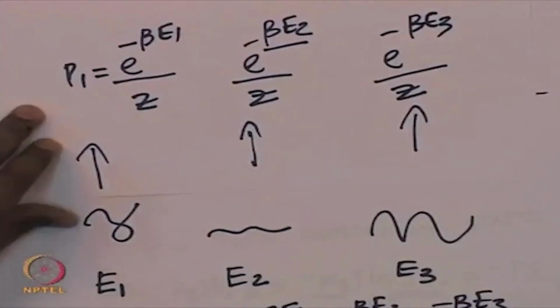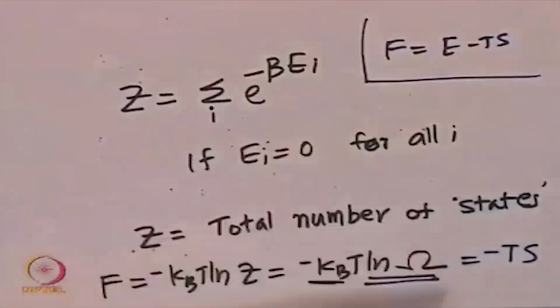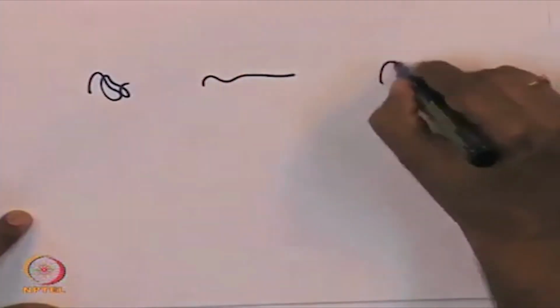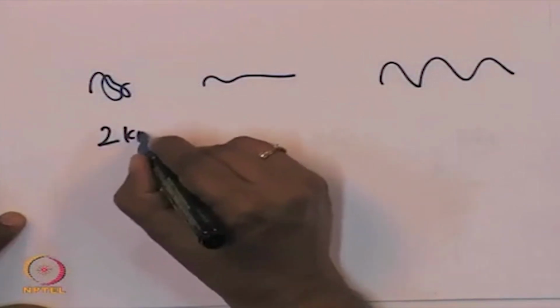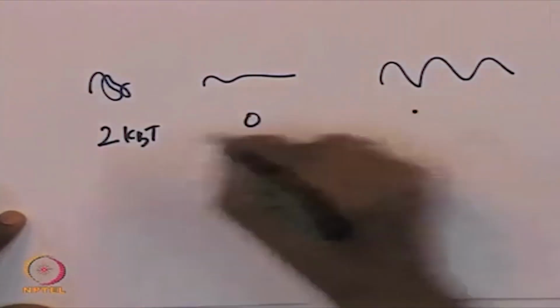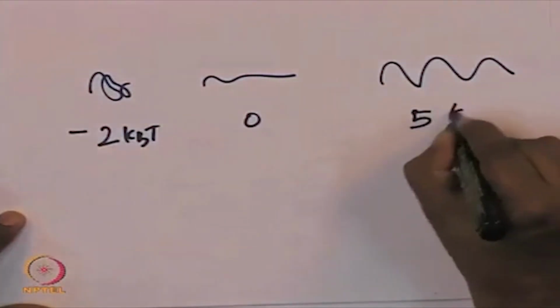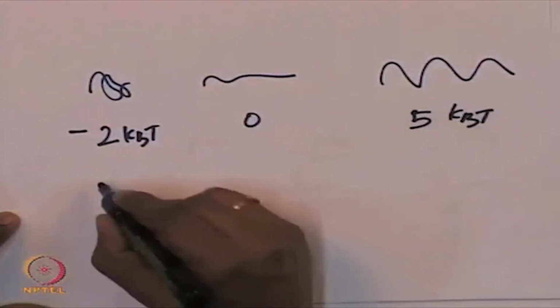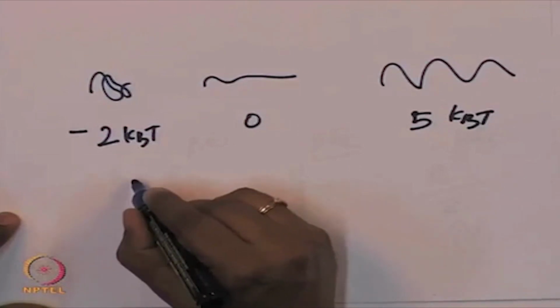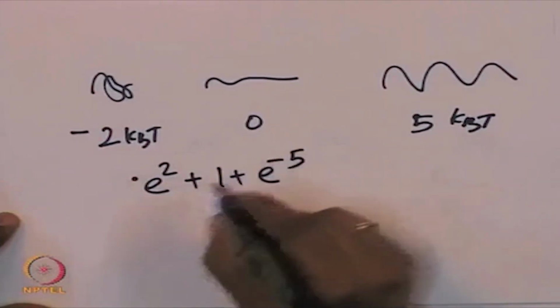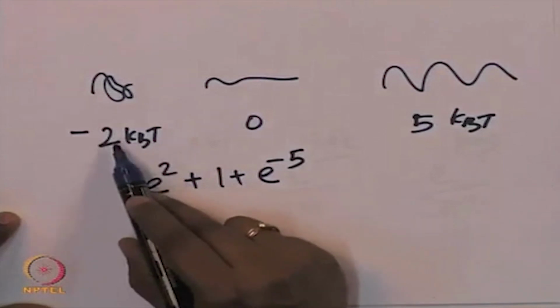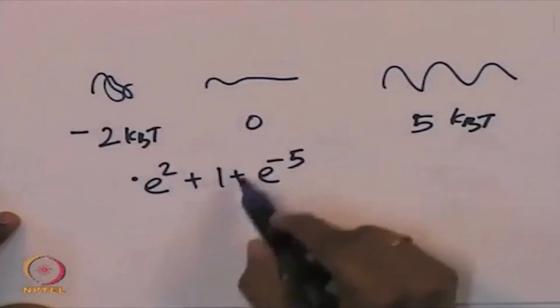Now we have some values for z here. We said that z can be calculated. We put some values: the 3 states, the curved state, the straight state and the curly state, have energies minus 2 kBT, 0 kBT and 5 kBT. These are the energies of these states, and we said that the partition function will turn out to be e power 2 plus 1 plus e power minus 5.